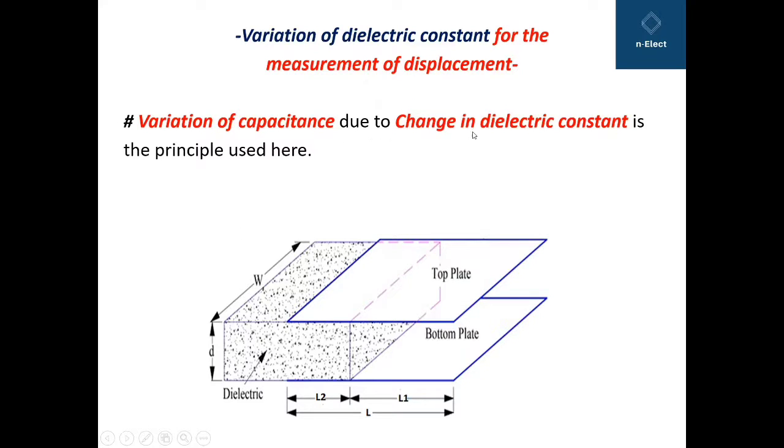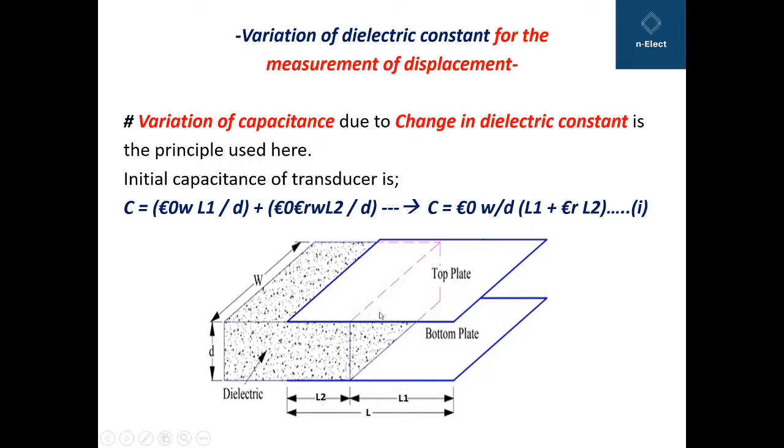Variation of capacitance due to change in dielectric constant is the principle used here. Variation of capacitance means change of capacitance. So the change in dielectric constant is the principle used here for the measurement of displacement. The initial capacitance of this capacitive transducer, in this situation of the dielectric, will be C equal to epsilon 0 W L1 upon D. We have taken epsilon 0 and L1, epsilon 0 because there is free space for the length L1. Therefore, epsilon 0 W L1 upon D.